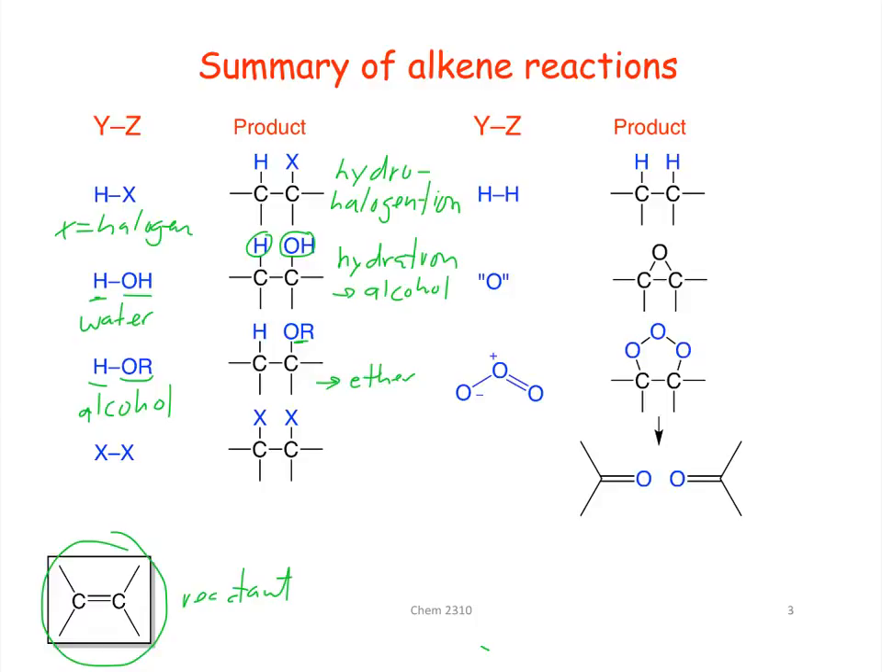All right, the next reaction is adding two halogens. Right, so this is just a halogenation. Right, so we just get an X on each side where the double bond was. Upper right, we're adding two H's, so this is a hydrogenation.